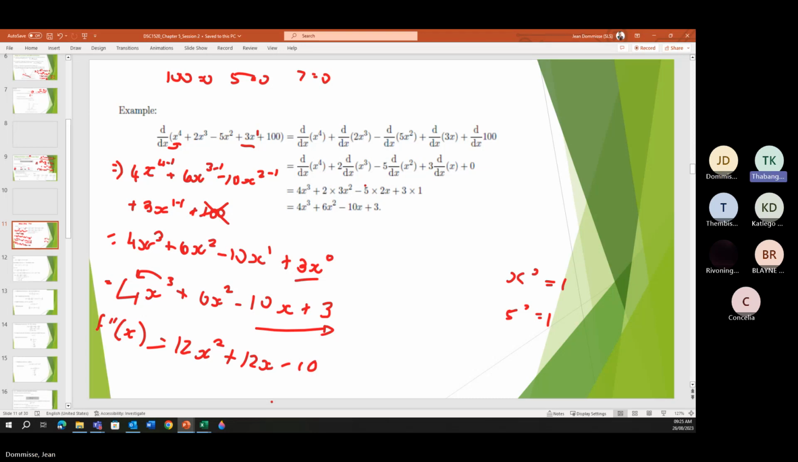Listen, my answer, can I stop at 4x to the power of 3 and 6x to the power of 2? Can I stop there and not take it further? No, you need to do the whole thing. So I still have to continue with the differentiation? Yeah, you need to. Okay. All right.